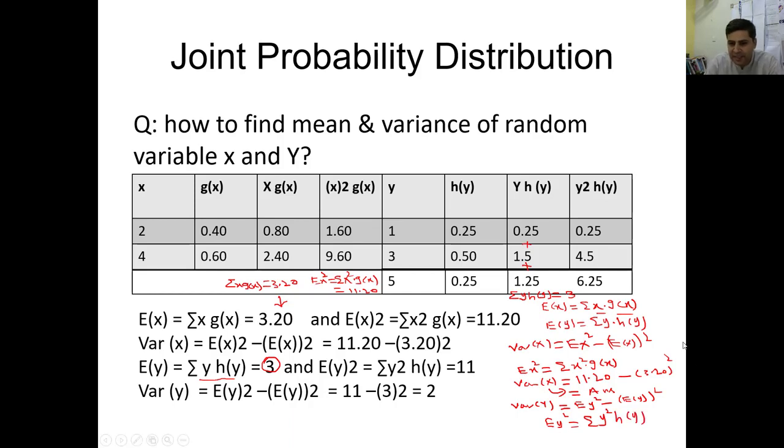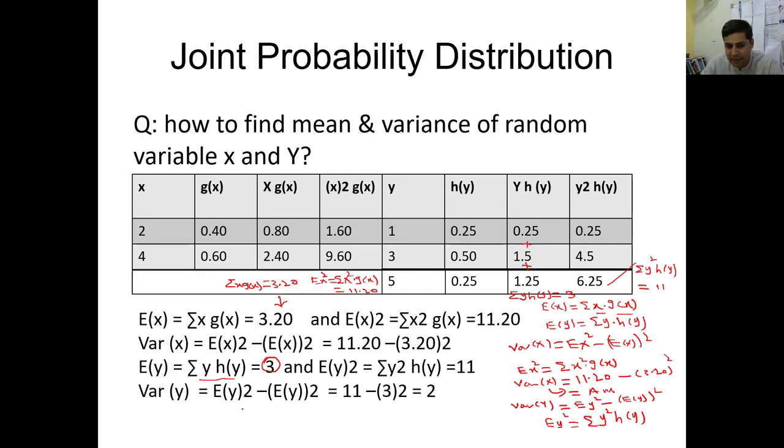So that is why in this column we calculate y square. y square means 1 square into 0.25, so 0.25. 3 square is equal to 9. 9 multiplied by 0.50 will be 4.5. And 5 square, 25 multiplied by 0.5, it will be 6.25. So the sum of this, summation y square h y, we have already calculated, which is equal to 11.